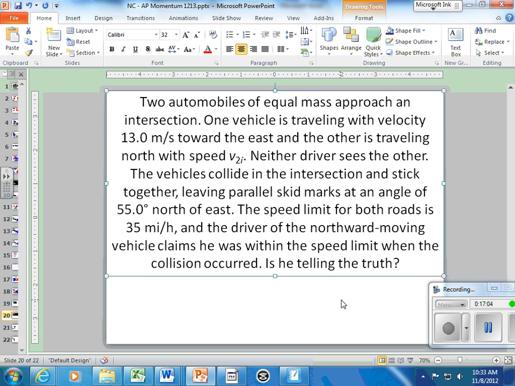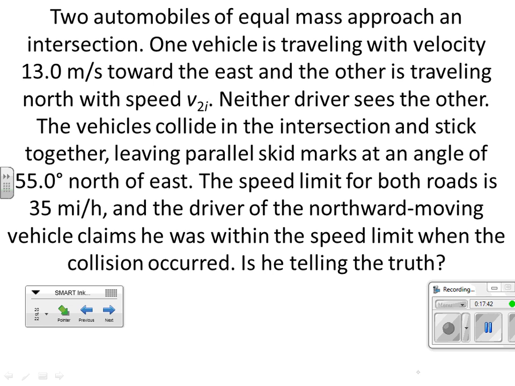Okay, so here's this question I want you to do for tomorrow. It's about two objects that approach an intersection. They crash, and they stick together, right, inelastic. And their skid marks go at a certain angle. I mean, this is literally what some crash scene investigators do when they come and look at this stuff. They don't do the math; they plug it into a computer, of course. But this is how investigators can figure out things like, was one person speeding or was the other? All right, pretty neat stuff.